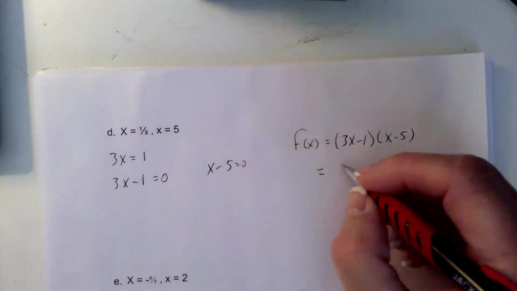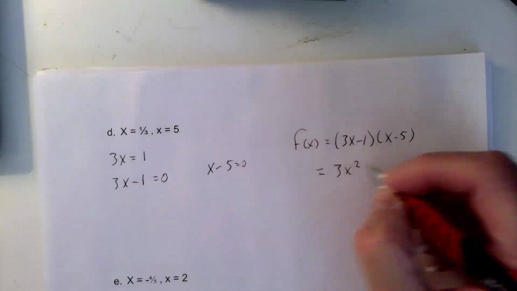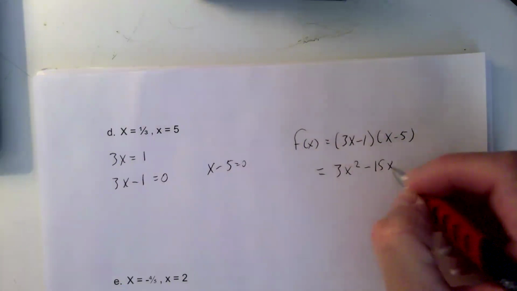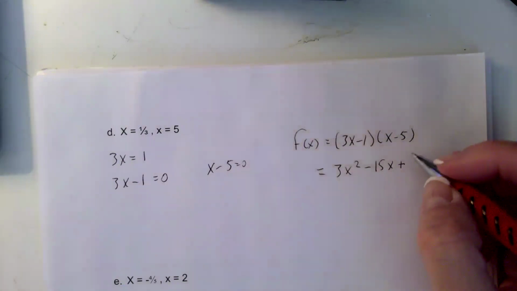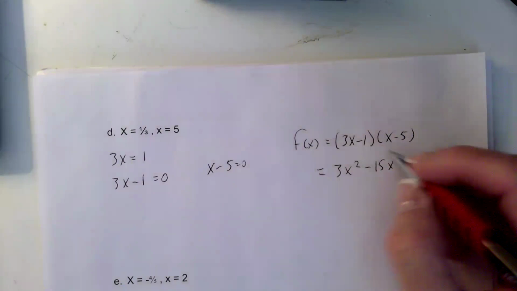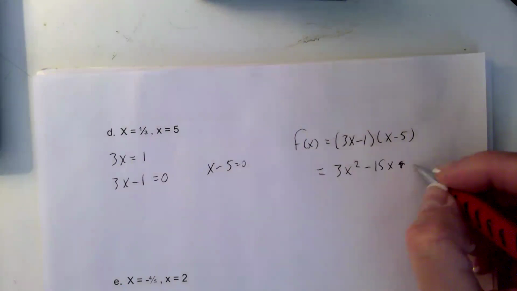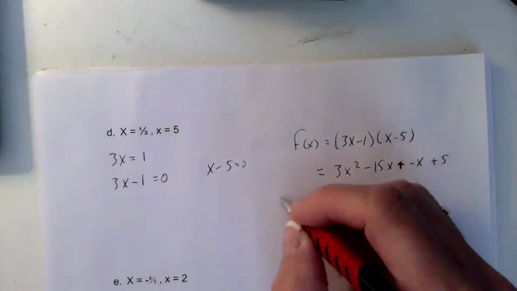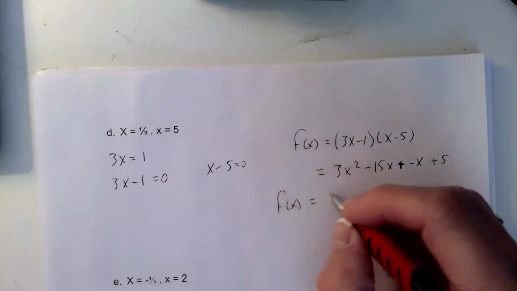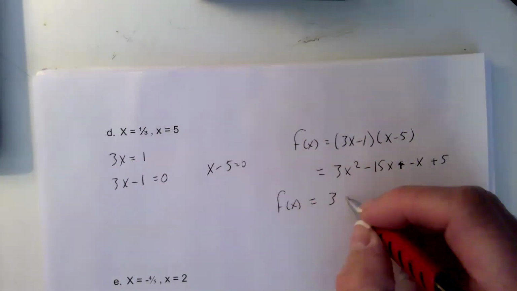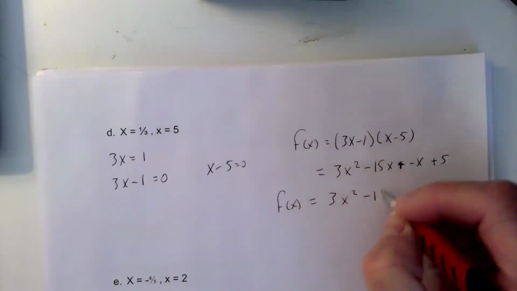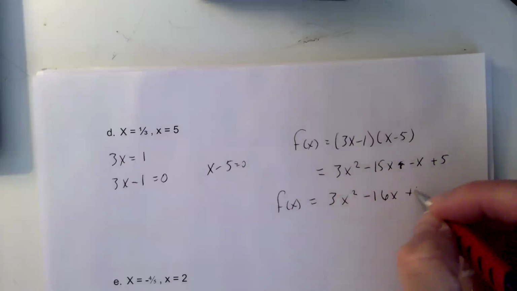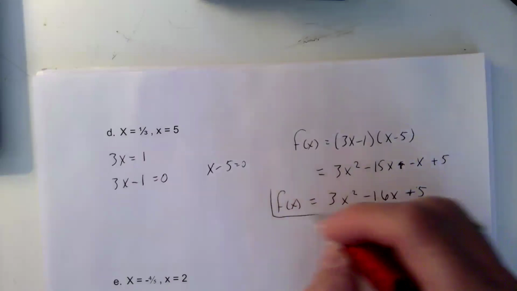And when we multiply these, we have 3x squared minus 15x, minus x plus 5. So our possible quadratic is 3x squared minus 16x plus 5.